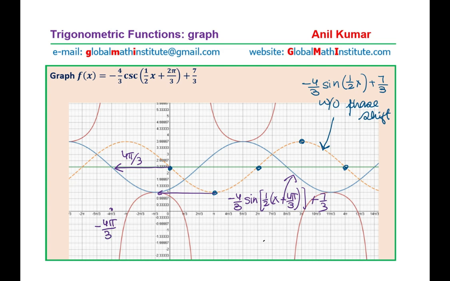Now to get the cosecant function, we first drew the vertical asymptotes, correct? You see that? So wherever the blue graph cuts the axis, we have the vertical asymptotes. Neat. And then we flipped with a common point the sine graph to get the cosecant.